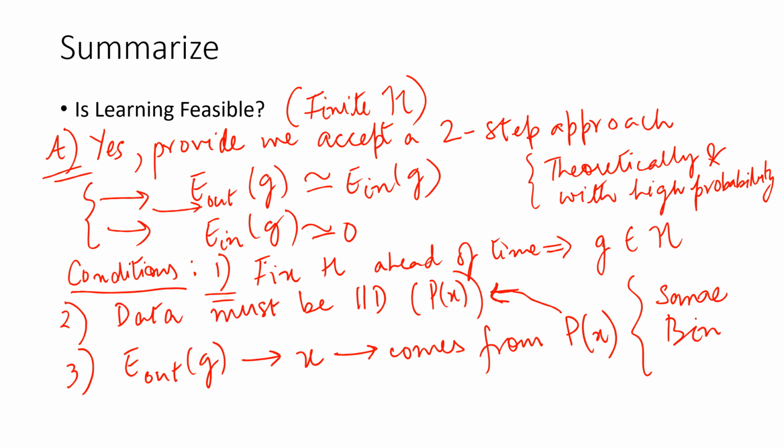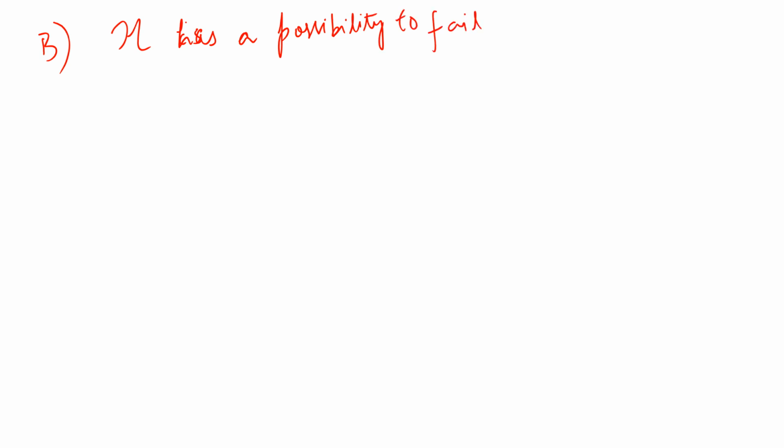That leads us to point B. So this is point A, and that leads us to point B. Let me write it down. H is possible to fail. So whatever H is, it has a possibility to fail, and we need to accept this.